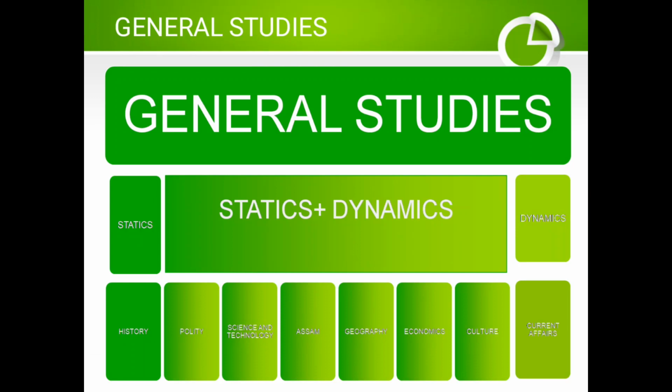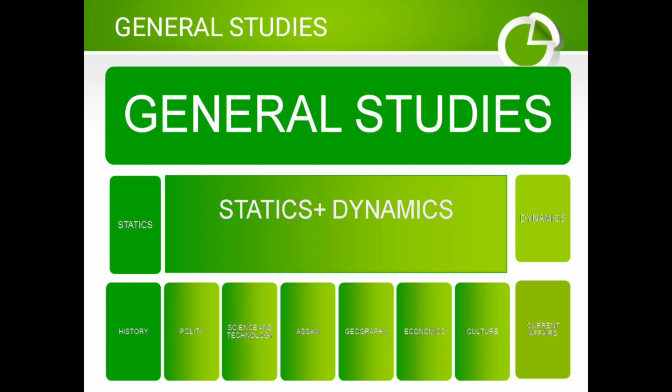Now, the most important part is the syllabus. What are the subjects that we need to go through in our general studies preparation? There's history, polity, science and technology, Assam, geography, economics, culture, current affairs, and there might be even some more subcategories that you can include. These are the categories which I usually divide my syllabus into.